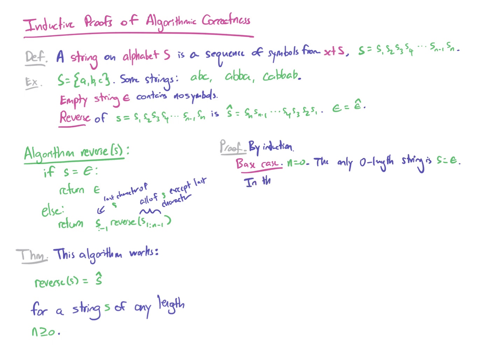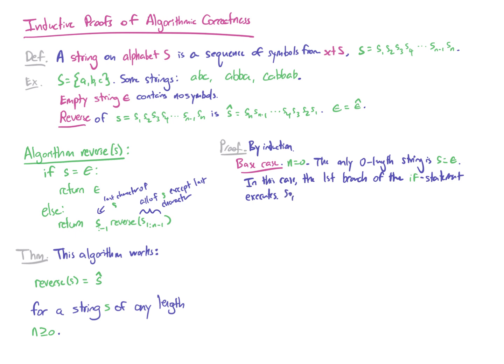In this case, the first branch of the if statement executes. So the first branch is right here. We check if s is equal to epsilon, the empty string. Answer, yes, it is. And we therefore return epsilon.